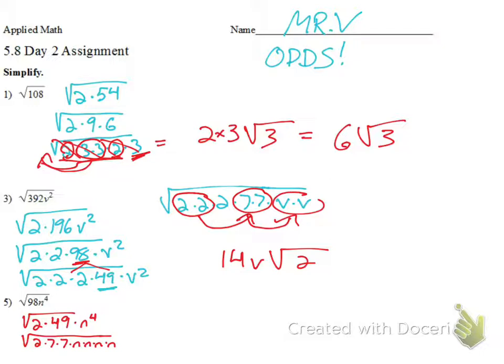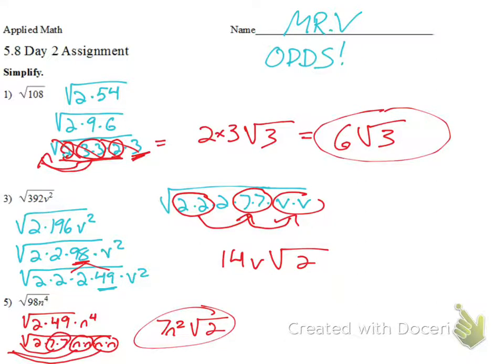So let's bring our pairs out. So I got a pair of 7s, I got 1 pair of n, I got 2 pair of n. So I just bring it out of the radical, and I'm going to multiply it. So it's going to be 7 times n. So 7 times n is 7n, and n times n is n squared. Radical 2. There's your final answer. Make sure you're circling your final answers, just so I know.